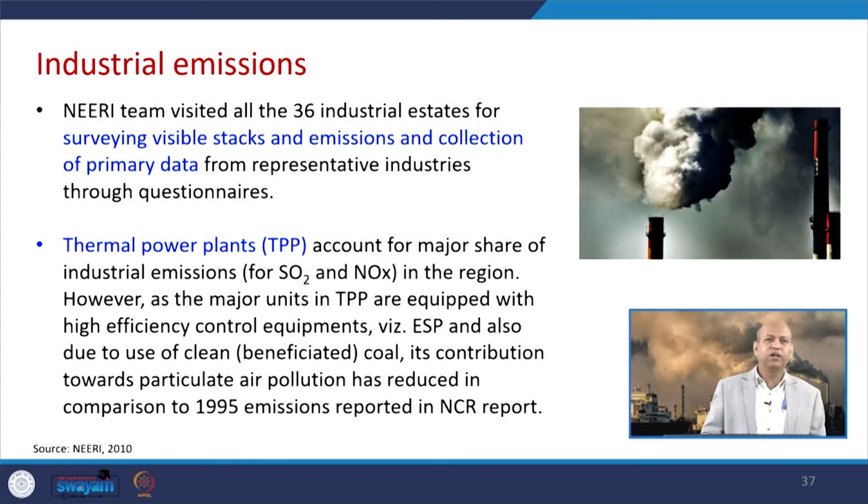When we talk about industrial emissions, as I said earlier, this NEERI team visited all industrial areas and counted how many stacks there are for different kinds of emissions, right. They also took into account what kind of technologies they are using. If ESPs are being used, then particulate matter emissions are very low, because that is effective for reducing the emissions. But then the SO2 and NOx emissions are also coming.